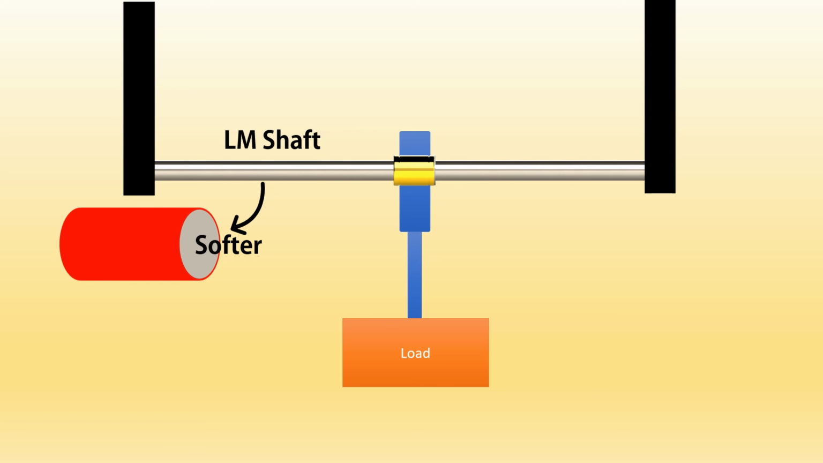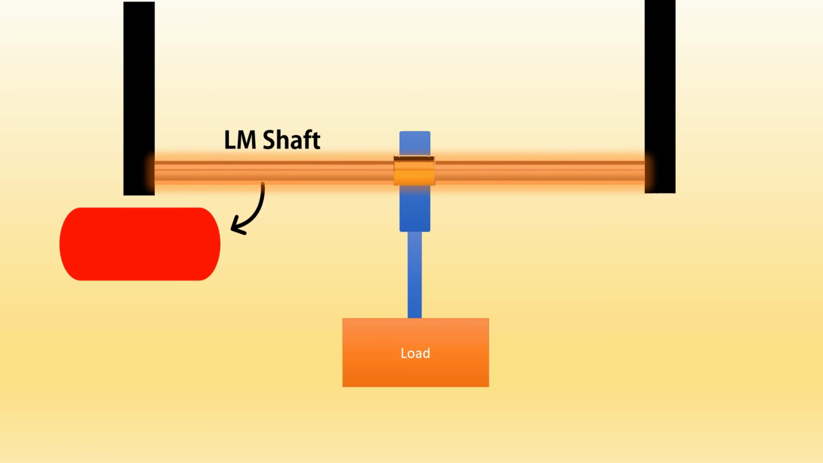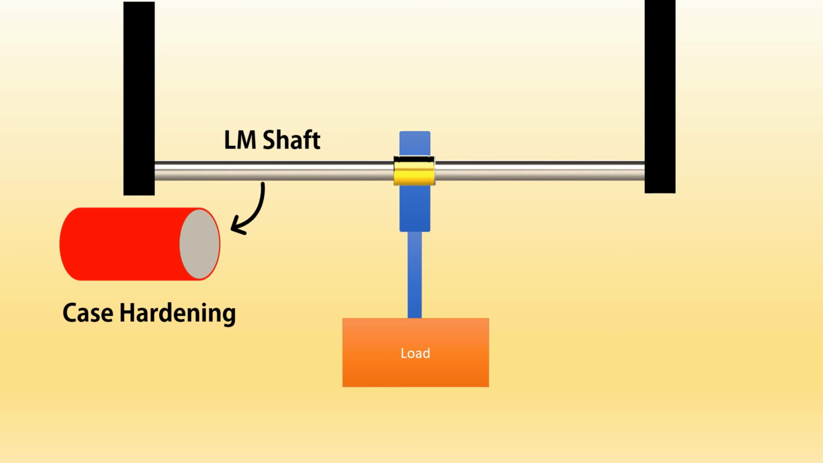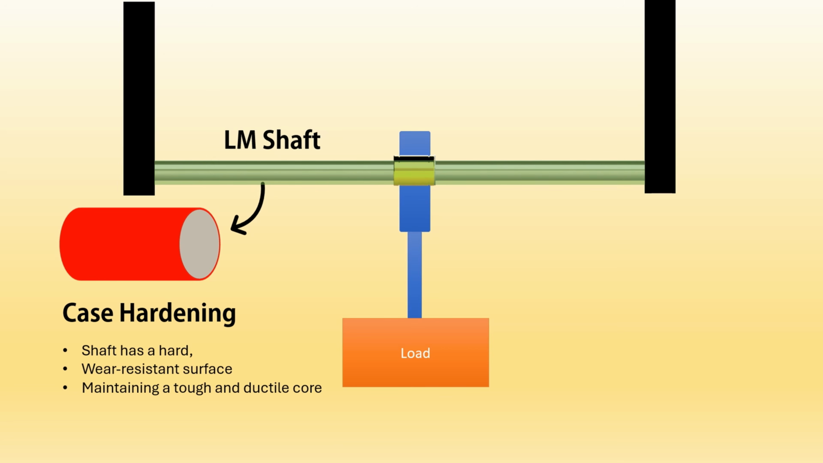The inner core of the shaft, however, is left softer and more ductile. The softer core provides the necessary flexibility and toughness to withstand heavy loads without breaking suddenly. If the entire shaft were fully hardened, it would become brittle and could break under heavy load or impact. So by case hardening, we ensure that the shaft has a hard, wear-resistant surface while maintaining a tough and ductile core, reducing the risk of sudden failure and enhancing the overall durability.